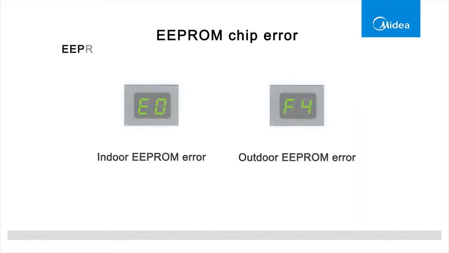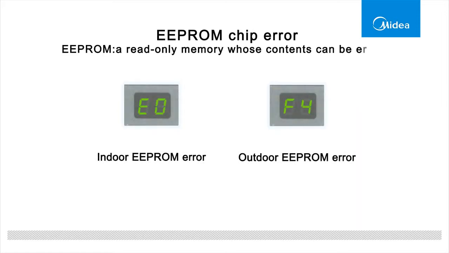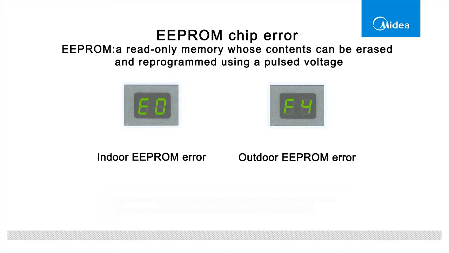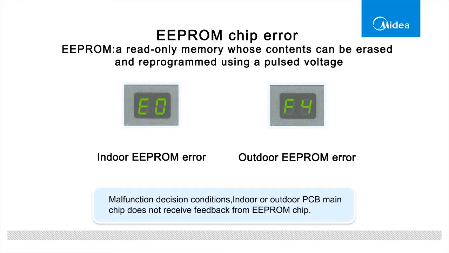When the display board of the indoor unit displays E0 or F4, that indicates EEPROM chip error. EEPROM is a read-only memory whose contents can be erased and reprogrammed using a pulsed voltage. Malfunction decision conditions: the indoor or outdoor PCB main chip does not receive feedback from the EEPROM chip.